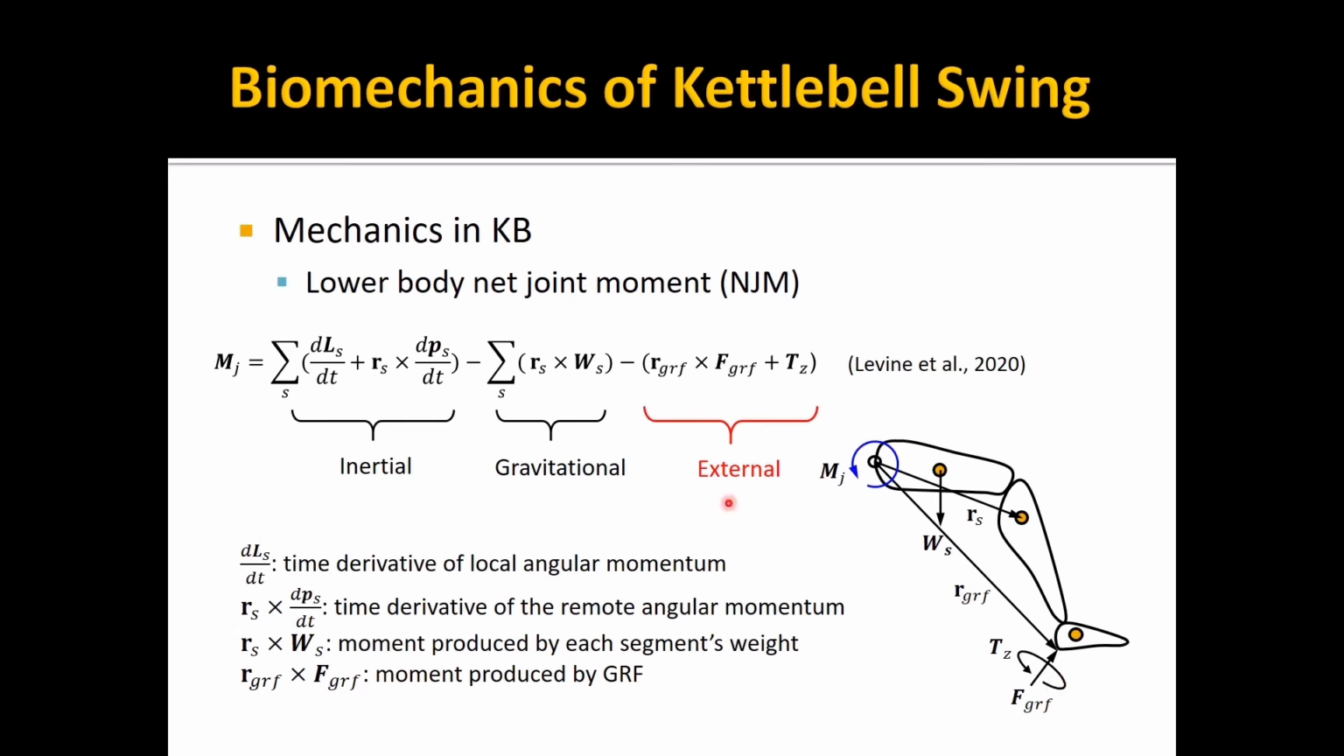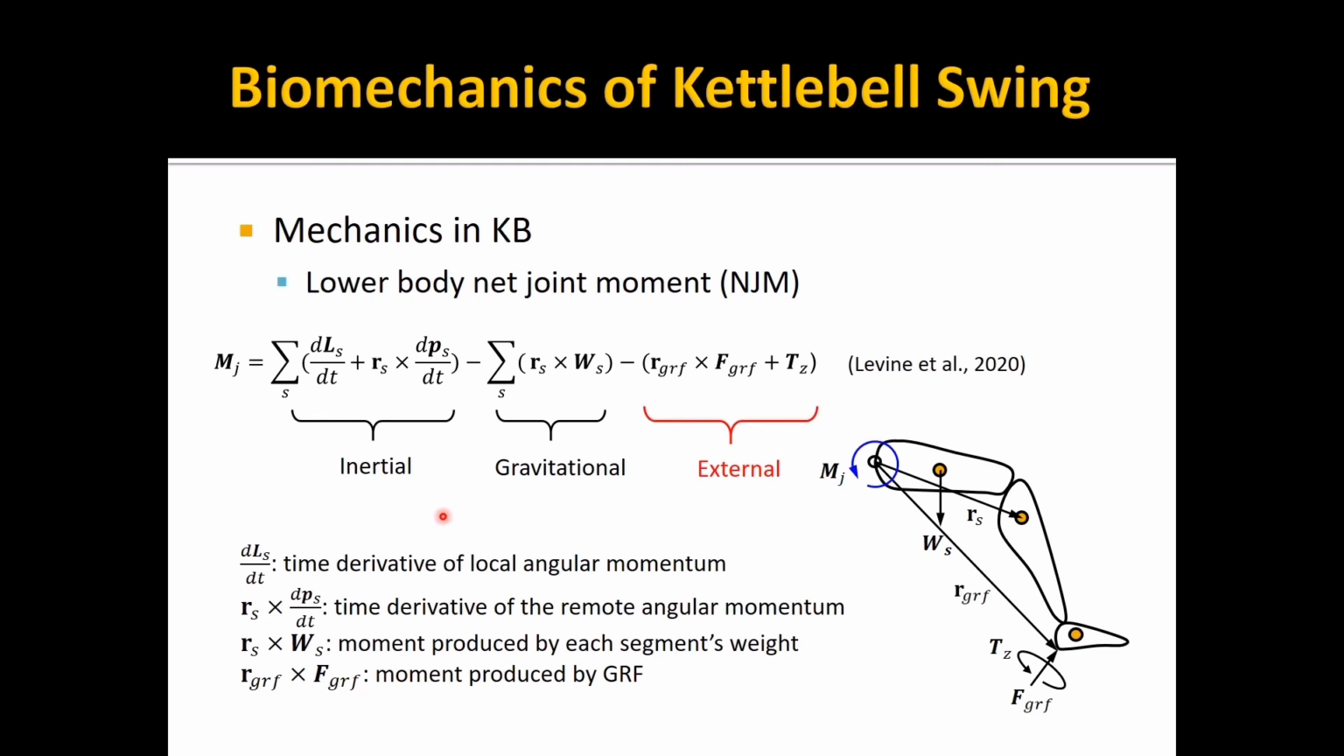And as described in this equation, the net joint moment is produced by three components: an external component, a gravitational component, and an inertial component. The external component comes from the ground reaction force, the gravitational component comes from the weight of the lower body segments, and the inertial component comes from the movement of the lower body joints.